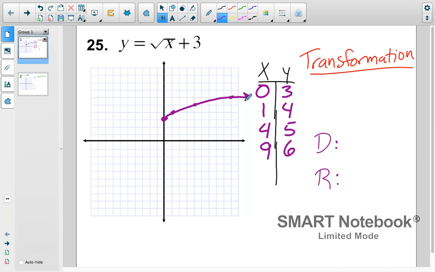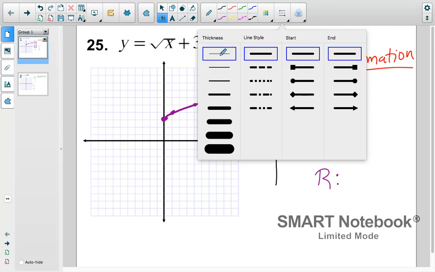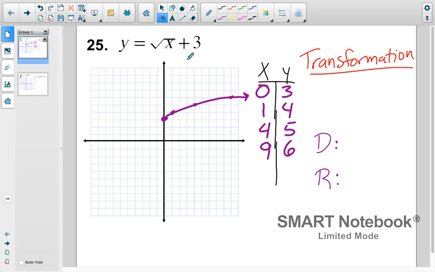Now we need to observe the graph to see if there's any transformation that took place. And in fact, there is. It shifted up 3 units. So shift up 3 units.